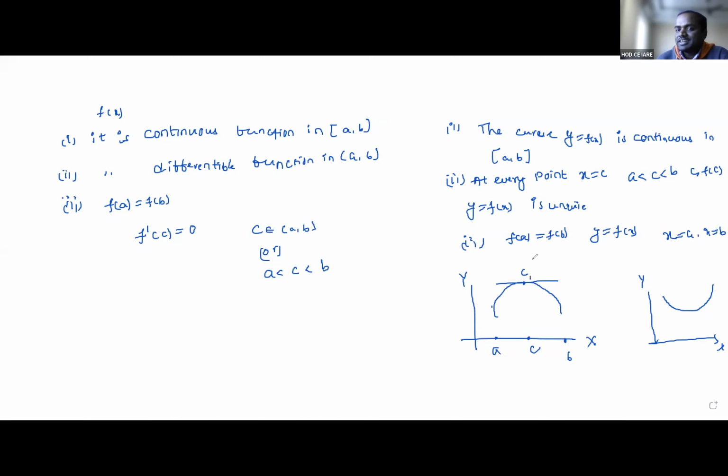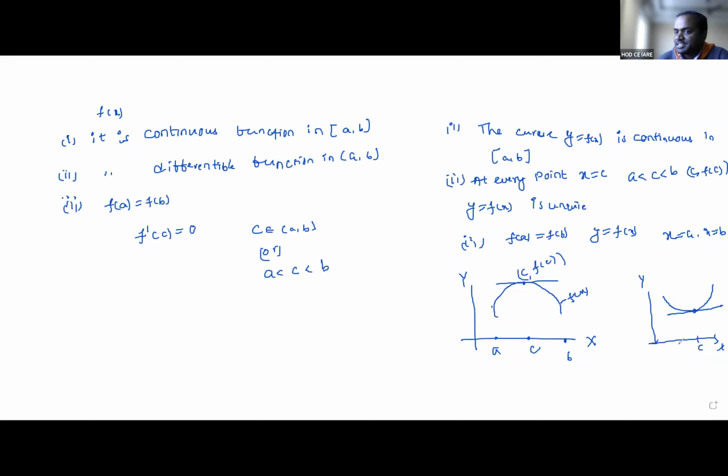This point we write as f of C. This is the f of x curve, at x is equal to C. This point is the tangent point C comma f of C. At every point x is equal to C, with A less than C less than B, the tangent point is C comma f of C on the curve y is equal to f of x, and it is a unique point.